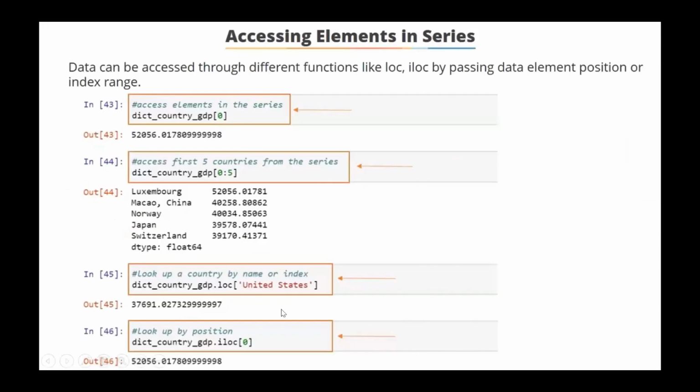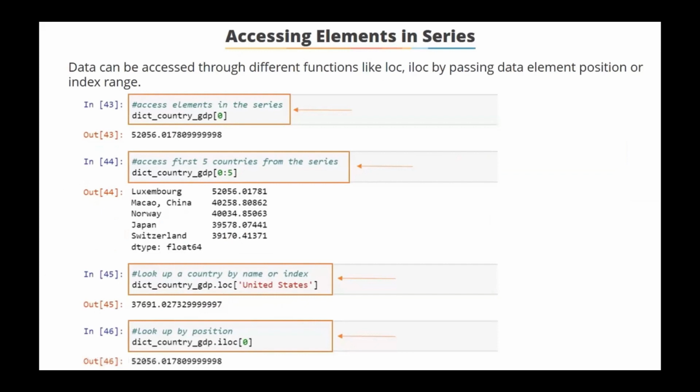Okay. And then there are 2 options. One is the location, .loc, and then the second is index location, .iloc. So again, same thing. You can pass the 0 and then you get the value there. So that way you have 4 different options to get the value from your series.